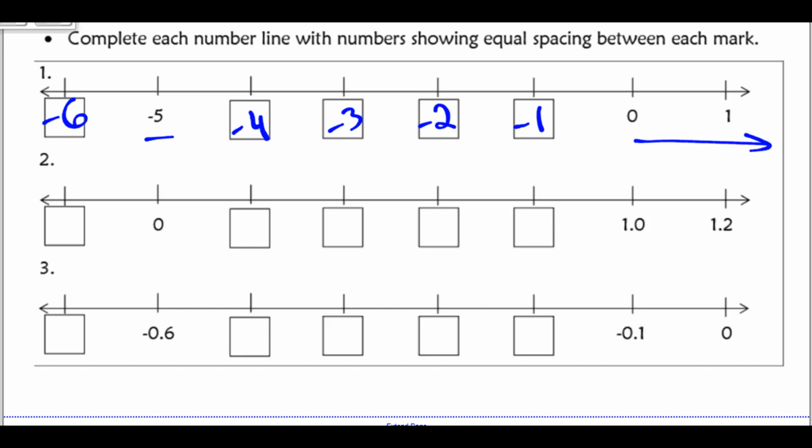Next one's a little bit trickier because we have decimals. So we see that on the right side of this, 1.0, 1.2, it's going up by 0.2 each time. So I'm just going to use that logic going backwards. I'm going to go down by 0.2. So from this to that, it would have to be adding plus 0.2. So going backwards, it would turn into 0.8. You could also think of that as 1 minus 0.2.